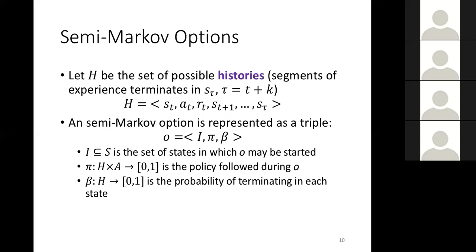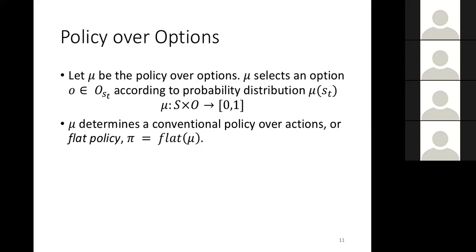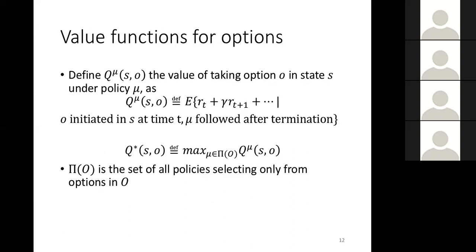After defining the options, we may consider the policy over options. Thus, we require a high-level policy, mu, over options. To distinguish from mu, we can call a conventional policy pi over actions a flat policy or low-level policy. To evaluate the policy mu, we should obtain the value function of the options. Define Q mu as the value function. It is similar to the traditional reinforcement learning value function, except the value function is conditioned on the option O, initiated in S at time T, and mu followed after termination. The optimal Q equals the max Q value over all the options.